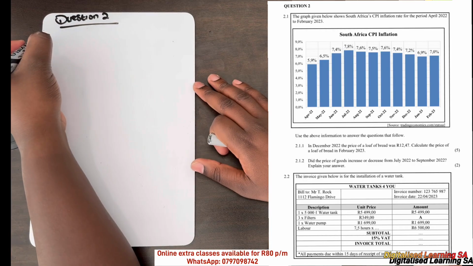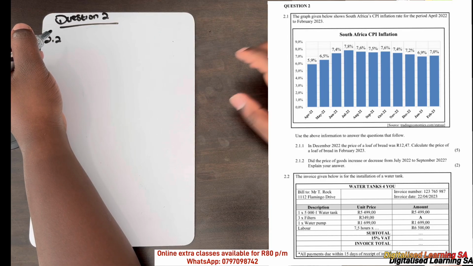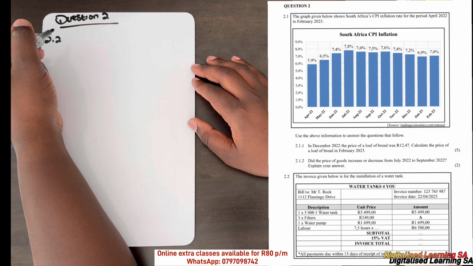So now let's move to question 2.2. The invoice given below is for the installation of a water tank. Okay, so this is the water tank invoice given. We are told that Water Tanks for You, so I am assuming Water Tanks for You is the company that installed the water tank, right?